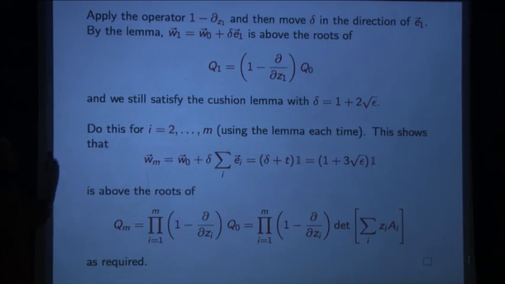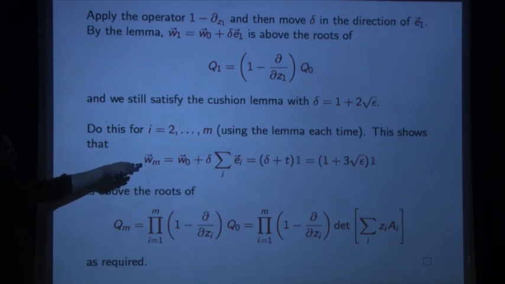At the end of the day, I've done all of my operations that I need to do. I've moved delta in every single direction. Remember, delta was 1 plus 2 square roots of epsilon. So I've moved 1 plus 3 square roots of epsilon, and I've remained inside of this lobe.